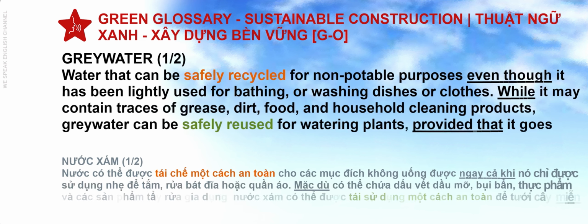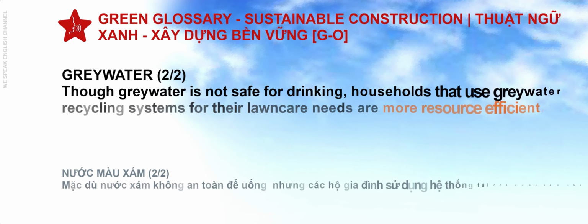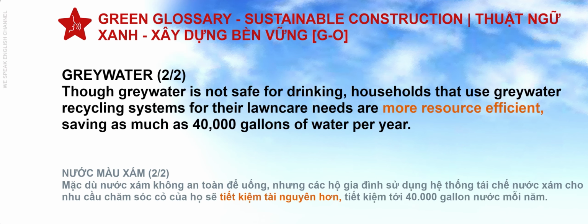Gray water. Water that can be safely recycled for non-potable purposes even though it has been lightly used for bathing or washing dishes or clothes. While it may contain traces of grease, dirt, food, and household cleaning products, gray water can be safely reused for watering plants, provided that it goes through the proper filtration process. Though gray water is not safe for drinking, households that use gray water recycling systems for their lawn care needs are more resource efficient, saving as much as 40,000 gallons of water per year.